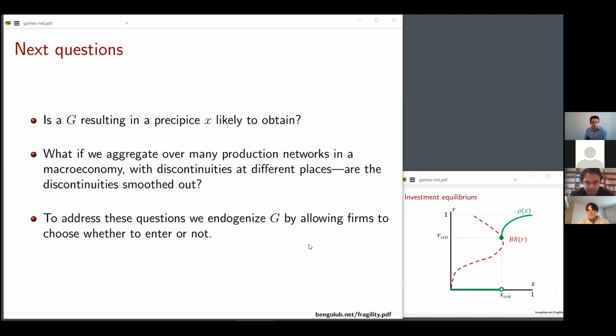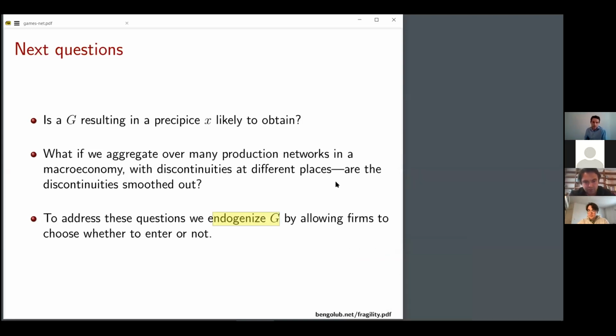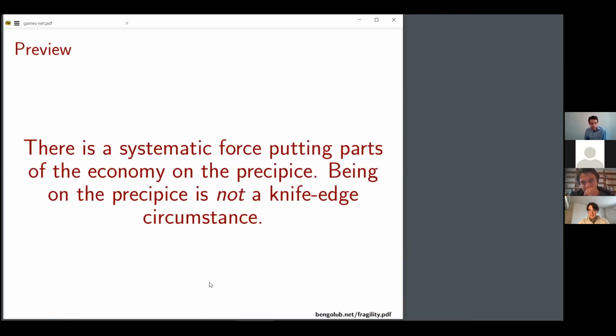So in the last step of the talk, what we do is we endogenize the gross profits by allowing firms to choose whether to enter. So we're going to do a pretty standard kind of market analysis where who is trying to produce is endogenous, and that affects the profits any firm can make. And in this last bit of the talk, what we'll see is that there's a systematic force putting parts of the economy on the precipice, and being on the precipice is not a knife-edge situation, but in fact obtains for an open range of parameters when we vary the economy and let everything adjust at the same time. That's the key claim.